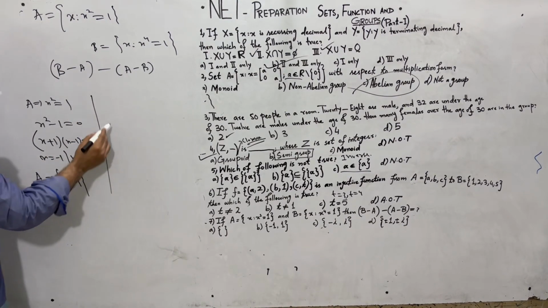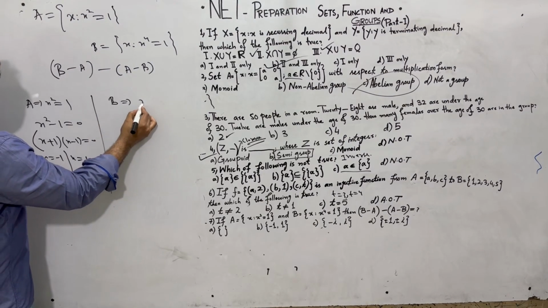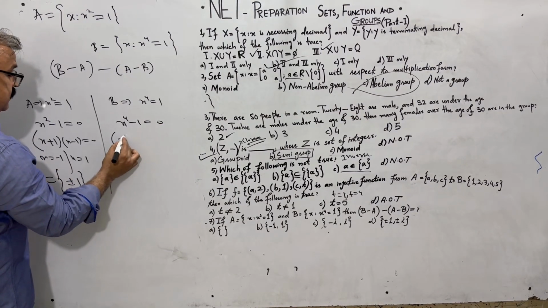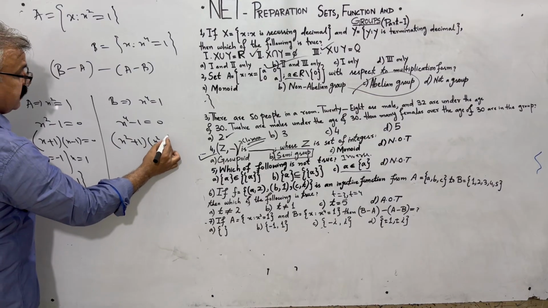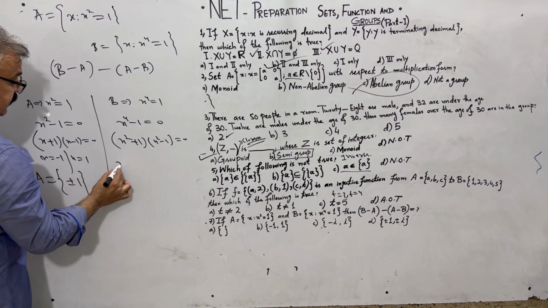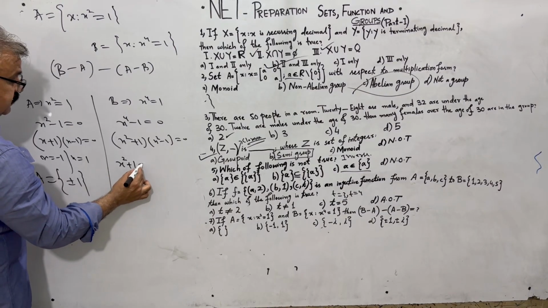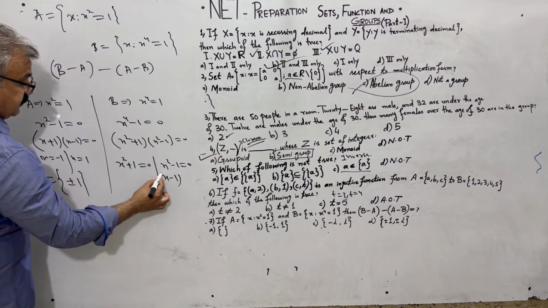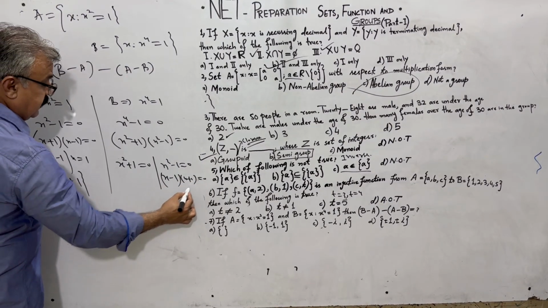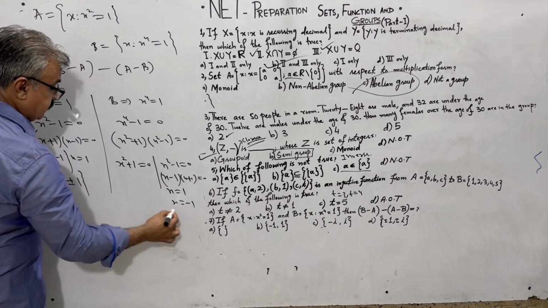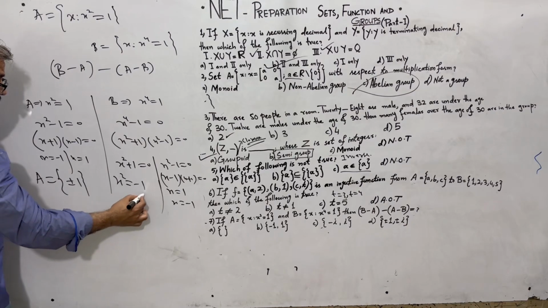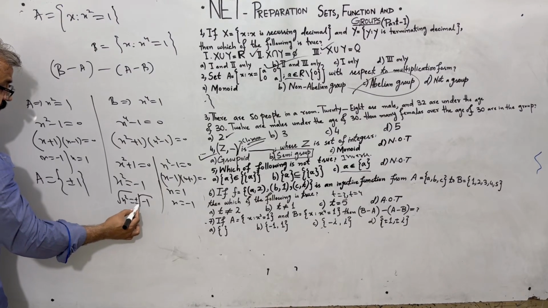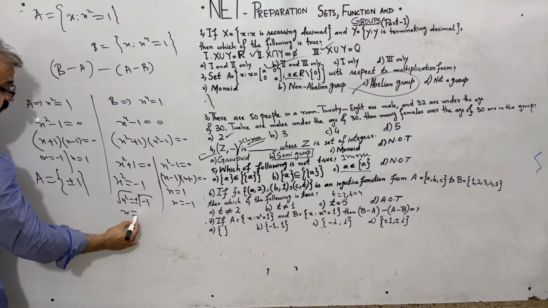Cool. What about B? B is x to the power 4 is equal to 1. Shift 1 here, x to the power 4 minus 1. Factorize the difference of two squares: x square plus 1 times x square minus 1 is equal to 0. It can be written as x square plus 1 is equal to 0 or x square minus 1 is equal to 0. Here it will be x minus 1 and x plus 1, which gives x is equal to 1 and x is equal to minus 1. In that case, x square is equal to minus 1. Taking the square root, the square root is always positive and negative, so x is equal to plus minus iota.